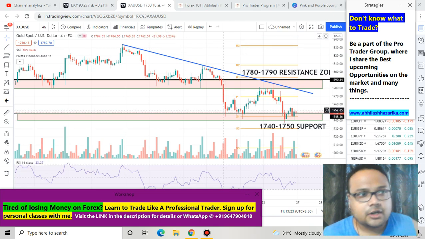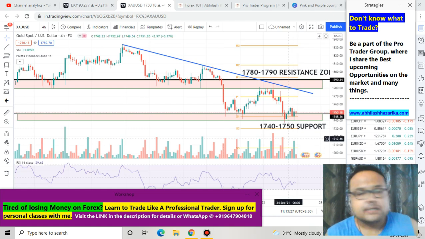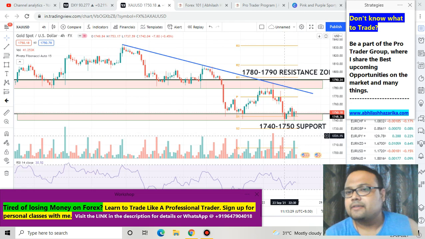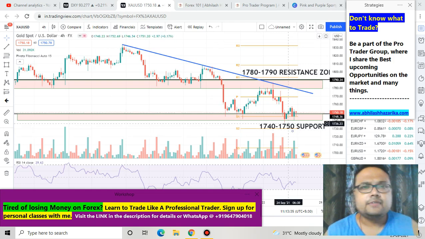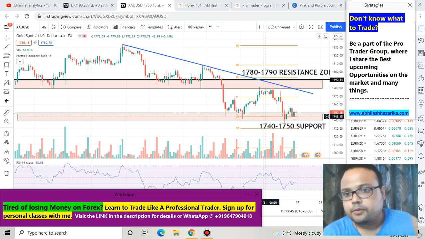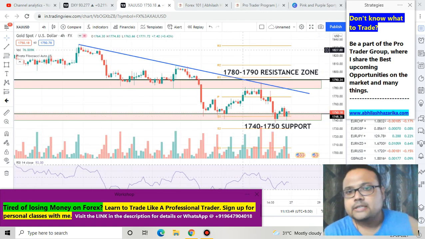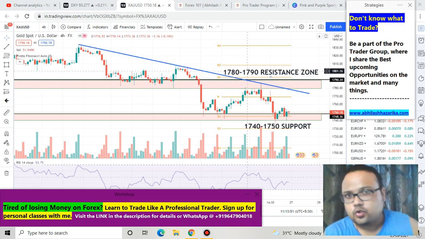So this is the Forex chart of gold USD in front of us right now, and as you can see, yesterday gold closed at 1750. If you have been watching my videos, then you know very well that 1750 is a very strong support for gold for quite some time, and gold has just closed at the support zone. So apart from this support of 1750, we have a very strong resistance at 1780 to 1790.